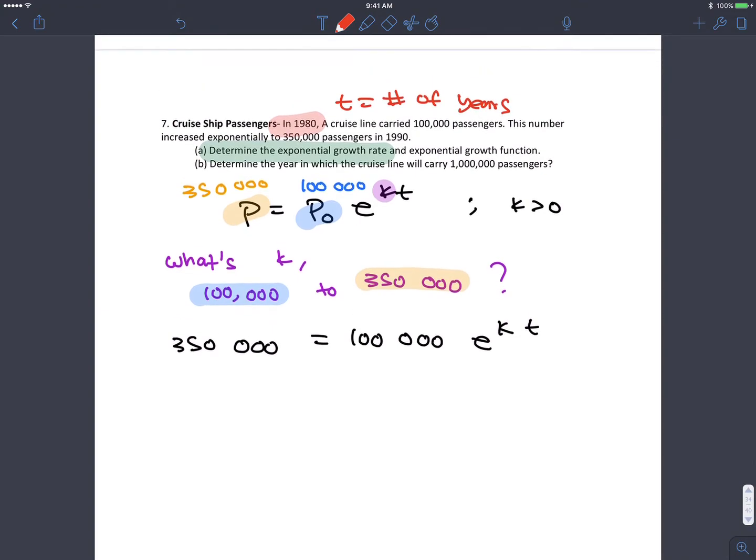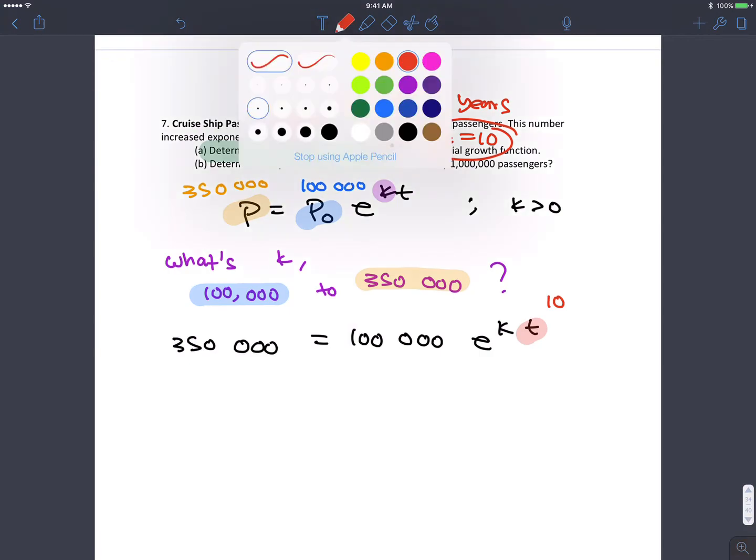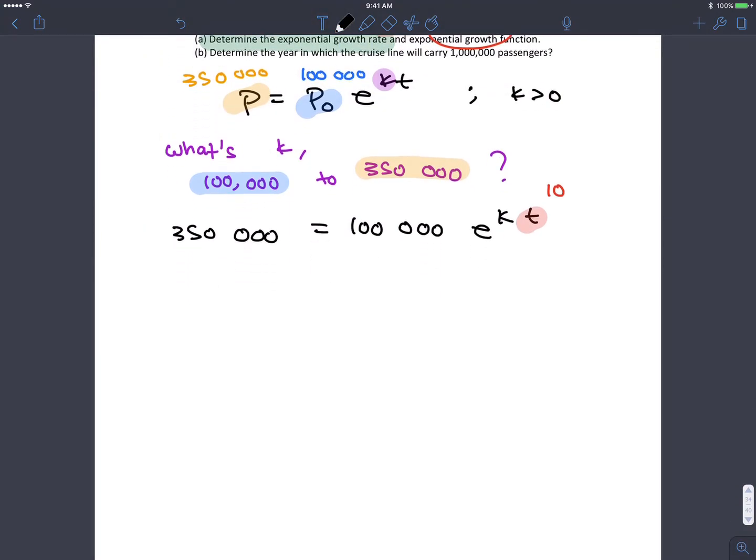again, after 1980. What that means is, in 1990, which is 10 years later, we're now at the 350,000. So this is what we're going to replace with our t. T is now 10. So the model becomes 350,000 equals 100,000 e to the 10t. We have again an exponential equation that we know how to solve.